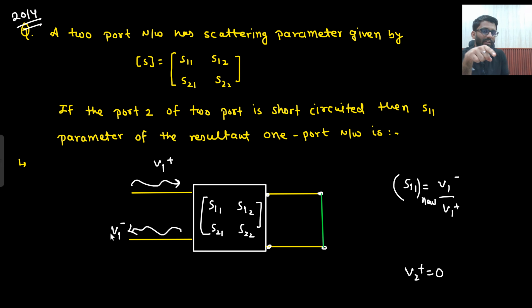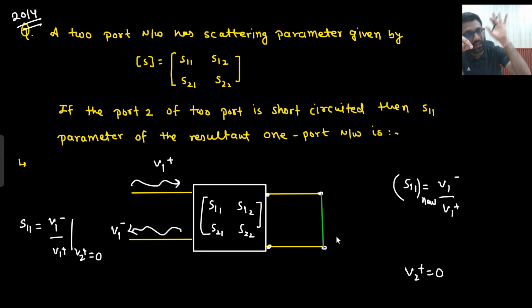How do I define S11? For a scattering parameter, how do I define S11? S11 I define as V1 minus divided by V1 plus when V2 plus is equals to 0. But now I am not going to put V2 plus equals to 0 because load is not matched now. Load is shorted. So they have connected the load in their own way. They already have connected the load in their own way.